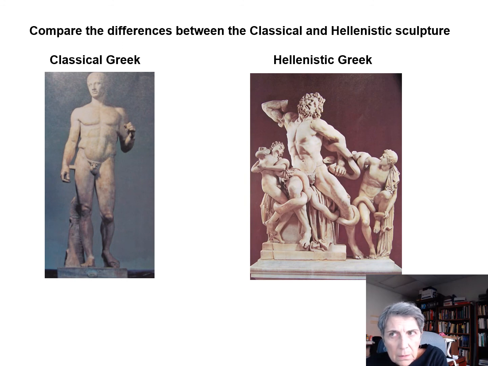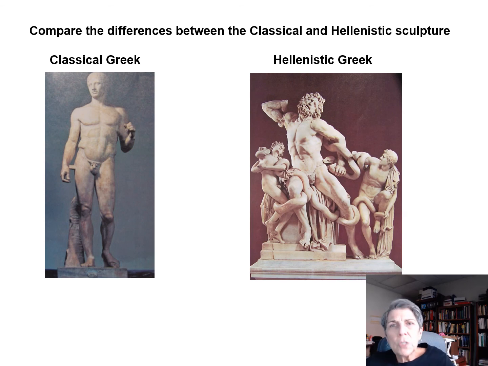Here's Hellenistic. Who doesn't love Hellenistic? Classical, Hellenistic. This is the end. And this has movement. This is restrained. This is diagonals. This is action. This is drama. This is restraint. There's no drama. He's barely moving. There's nothing happening like this. This is Laocoon.